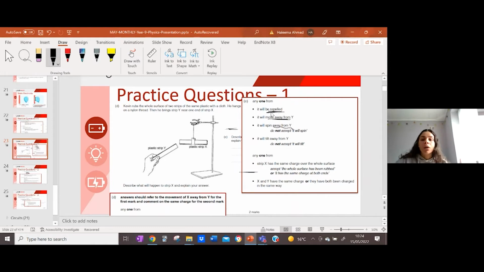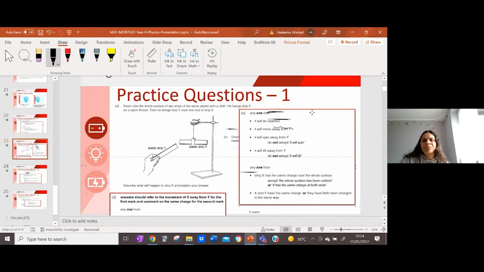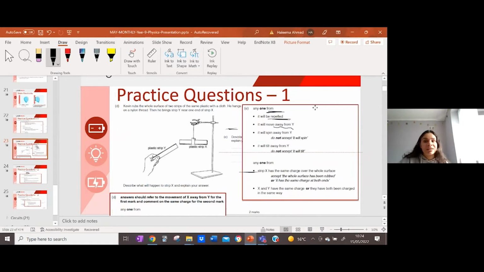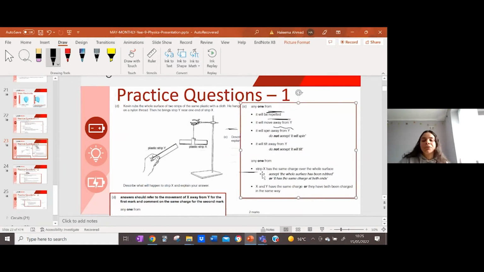So say what kind of force is being exerted, repulsion, and which direction it is going to move away from Y. Why is that? Because they have the same charge over the entire surface. So he did say that he's rubbed it over the entire length. Yeah, the whole surface. So the whole thing is charged. We know that it's going to have the exact same force. I think it can be a little bit tricky. I might have been thinking maybe I'm doing something wrong if I'm writing the same answer, but don't ever be put off. You know your facts, so be confident in your answers.